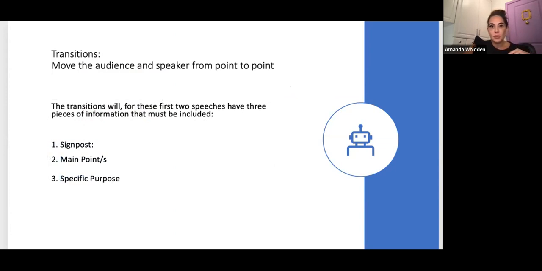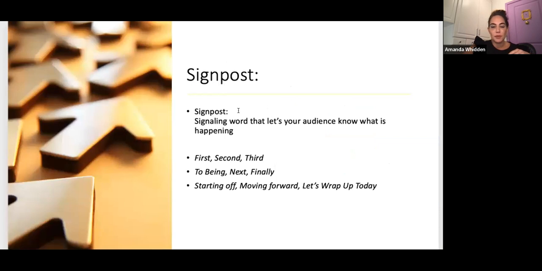So let's look at a signpost. The first thing that you're going to do is give us a signpost. This is simply a signaling word that lets your audience know what's happening. It's something like first, second, third, next, finally, to begin, starting off, let's move forward. Come along with me now, right? Any of those words that let our audience know that something new is going on and happening. They don't have the ability to follow along. And it's those words that are going to make you effective and keep your audience on track.